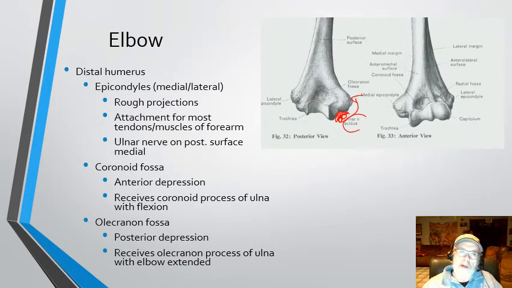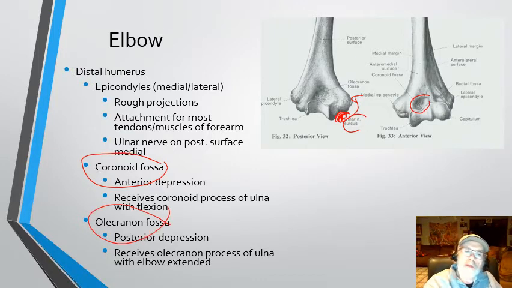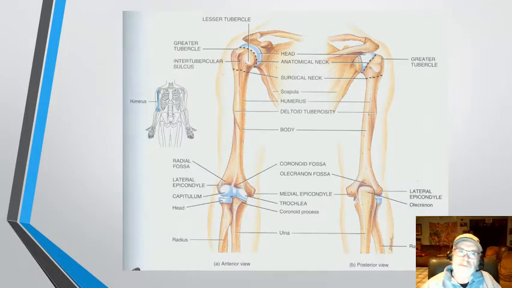So we know the epicondyles, we know the ulnar sulcus and things like that. We already talked about the coronoid fossa, and here's the coronoid fossa, like we talked about for the coronoid process, and we already talked about the olecranon fossa, which is back in here. So we're pretty good. Everybody, we're all on the same page at this point.